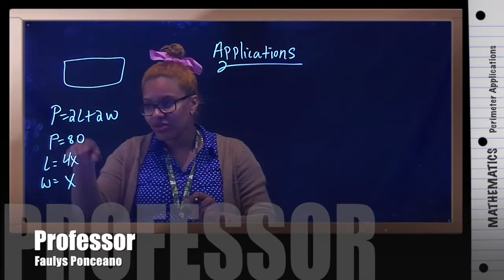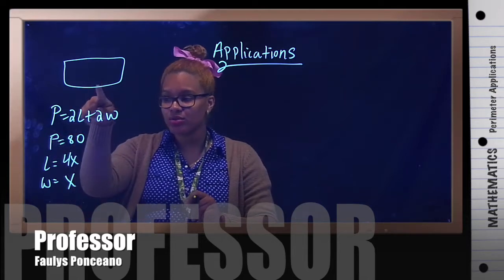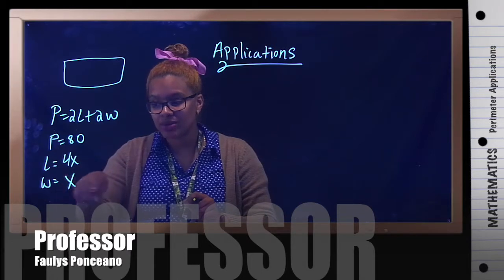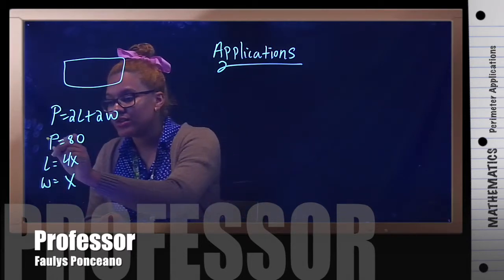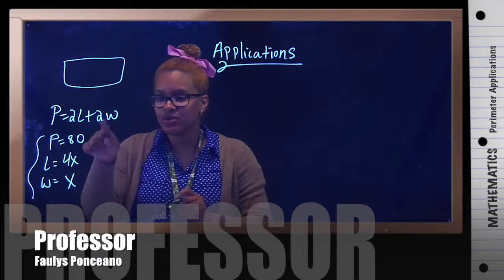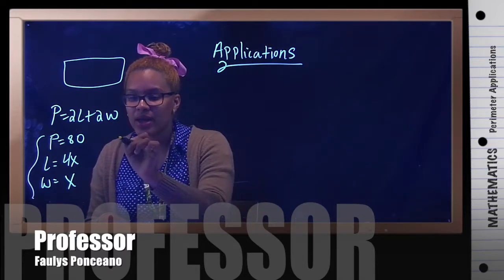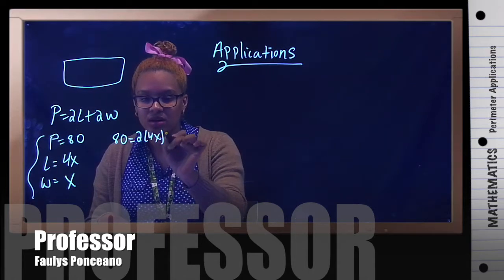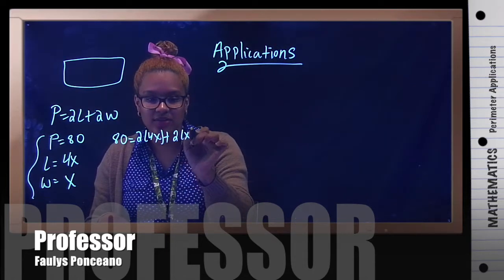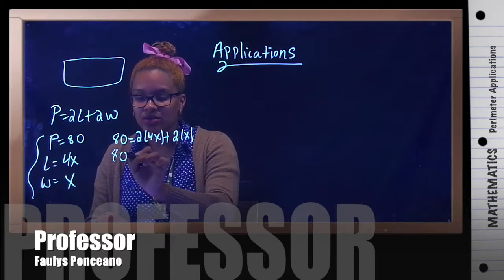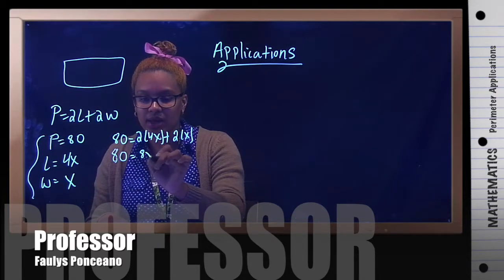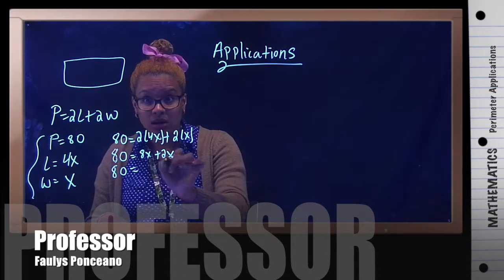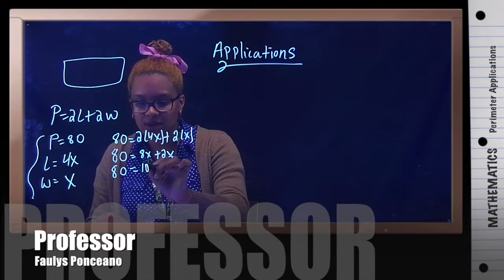Okay, so we know the formula for a rectangular room. We know the perimeter is 80. We know that the length is 4 times the width. I do not know the width. Now we're going to take this information and substitute it into our formula. So I have 80 equals 2 times 4x plus 2 times x. Now we have an equation. We're simply going to solve: 8x plus 2x, combine like terms, gives you 10x.